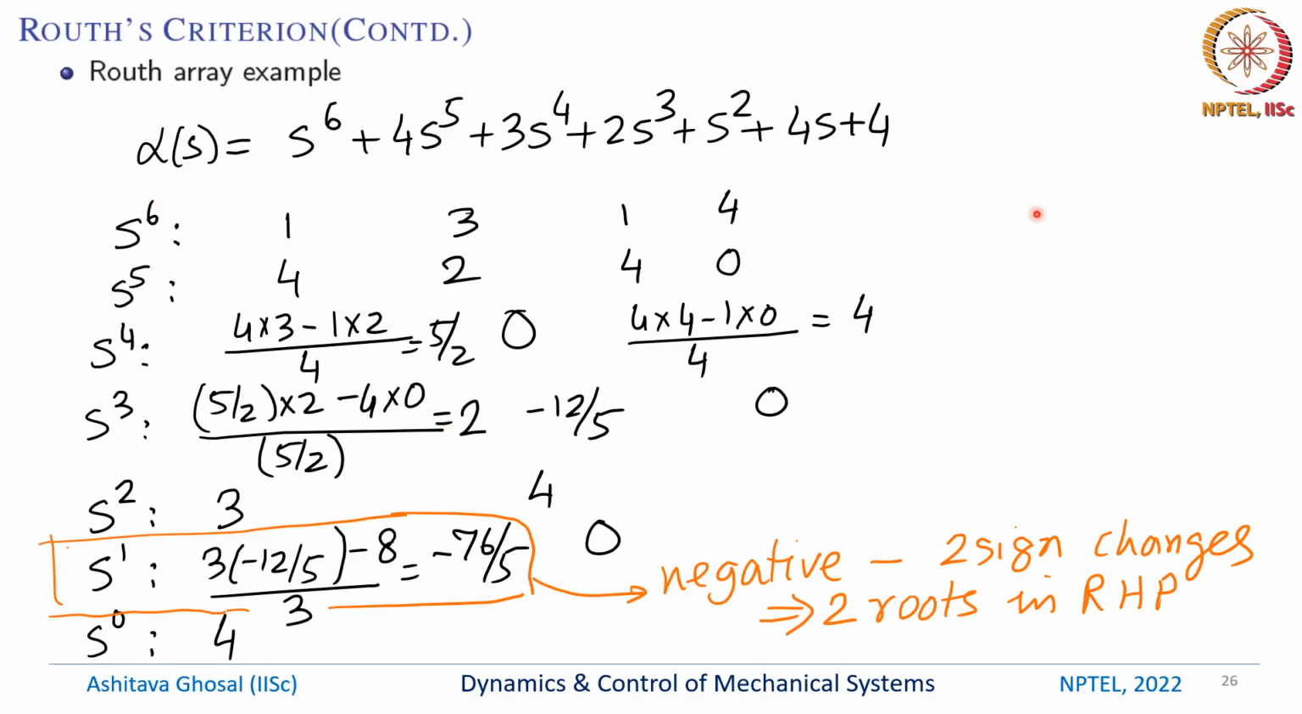Okay, so we haven't solved this polynomial. We have constructed this array, and then we have seen that there are two roots in the right half plane. You can verify this using MATLAB. MATLAB has many tools which will give you the roots of any polynomial that you give, and you can check. But there is a proof for this Routh array, and you can search in literature.